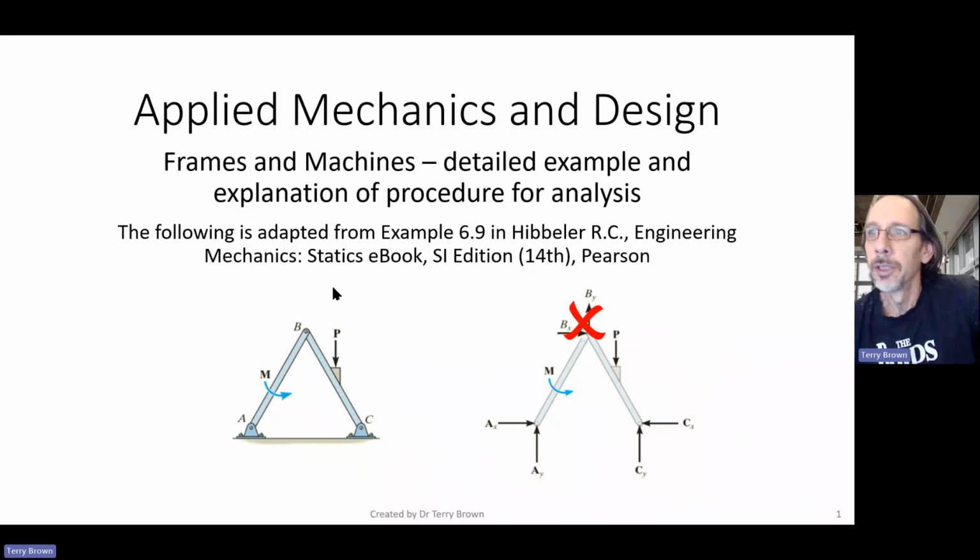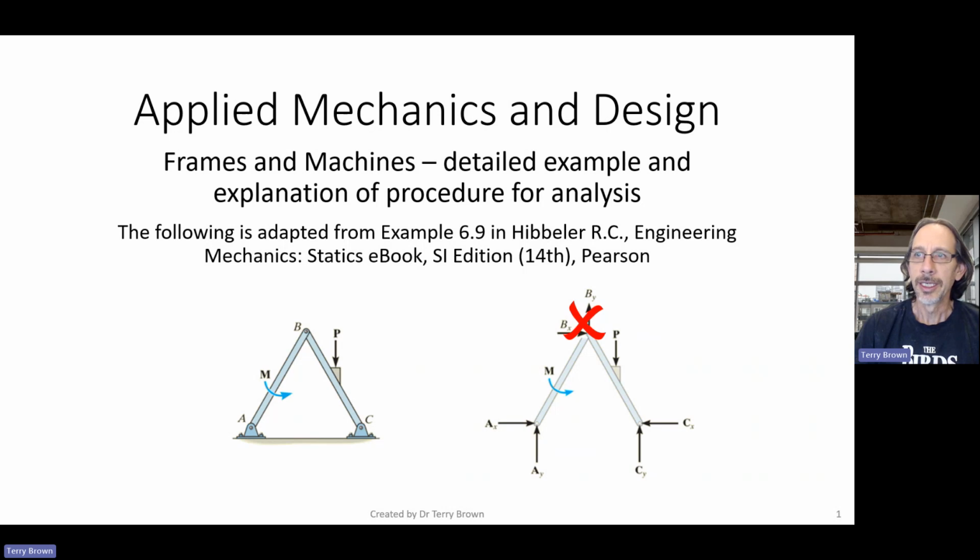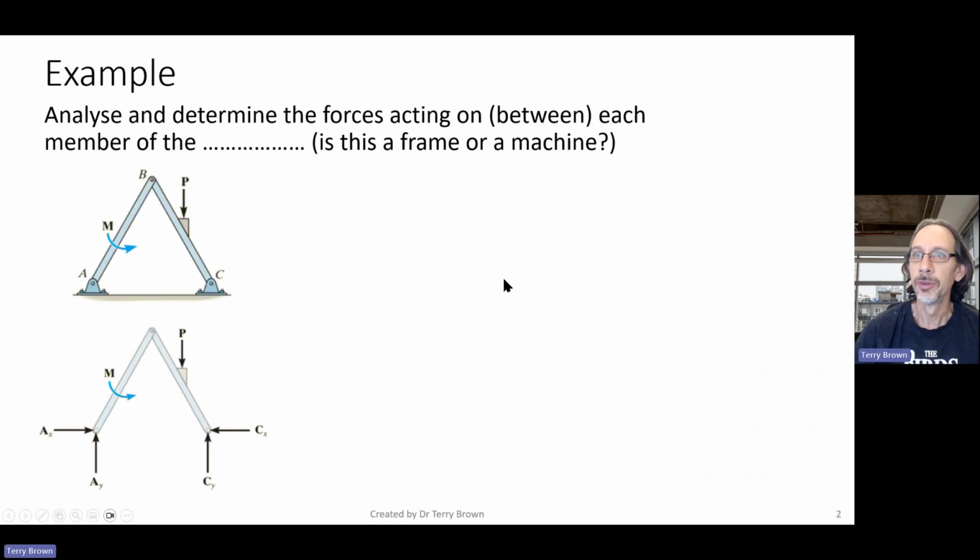Okay, so this is looking at frames and machines. Going to look at a detailed example so that I can explain the correct procedure for analysis. This is adapted from an example from the Engineering Mechanics Statics book by Hibbeler, which many of you will be familiar with. So we're asked to analyze and determine the forces acting between each member of this thing. So is this a frame or a machine?